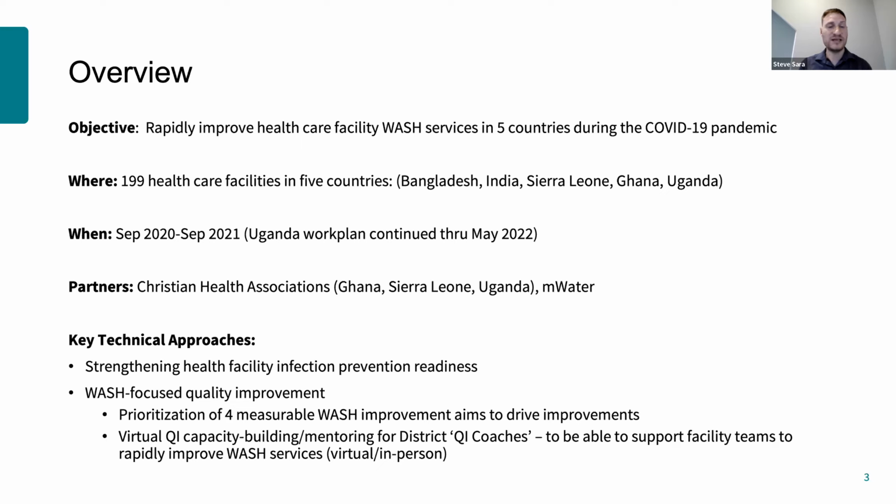The two strategic approaches that we implemented were first to focus on strengthening health facility infection prevention readiness through support to infrastructure repairs, supplies and equipment procurements and distributions. And that was a very short phase, just a few months. And then we moved into a second phase, which was focused more on establishing and providing quality improvement and capacity strengthening support to district health management teams and health facility staff to make further improvements and maintain these infection prevention systems.